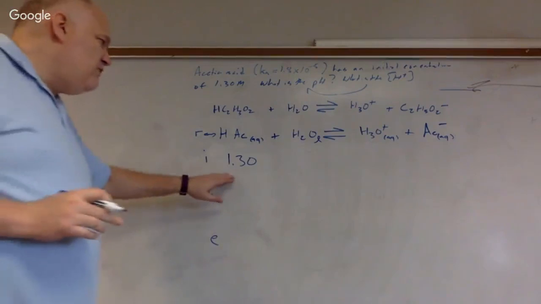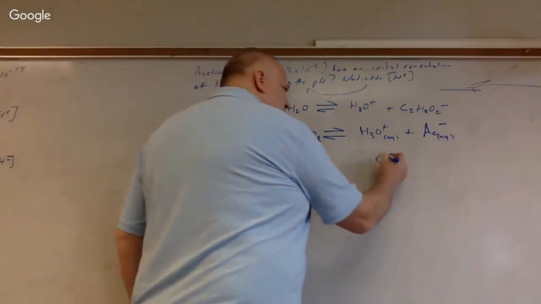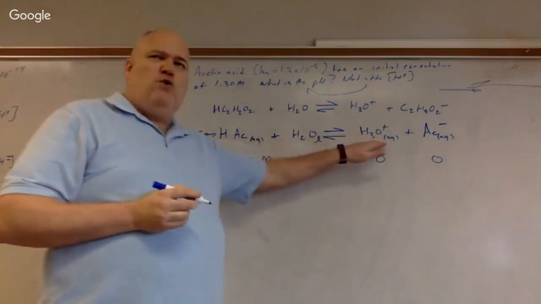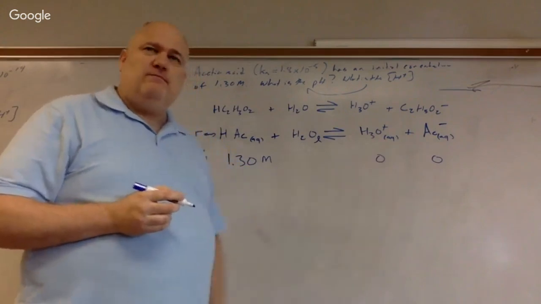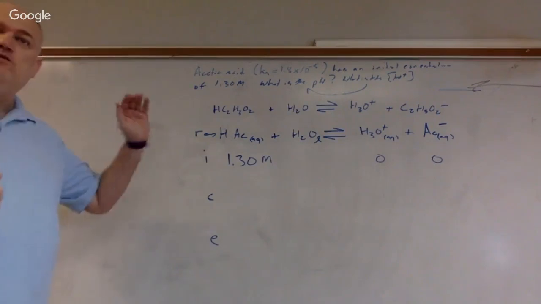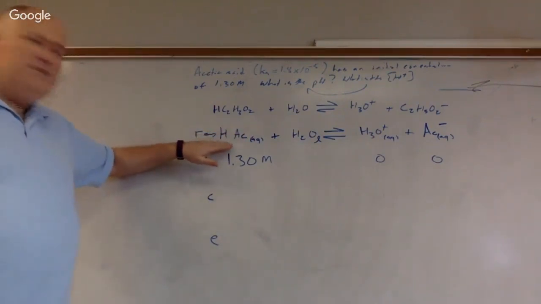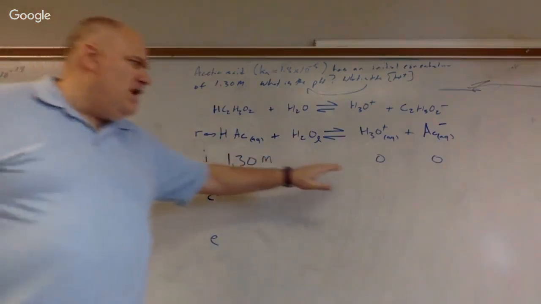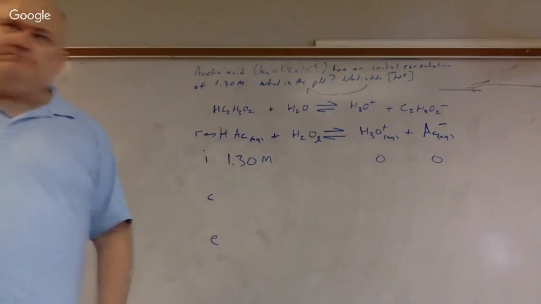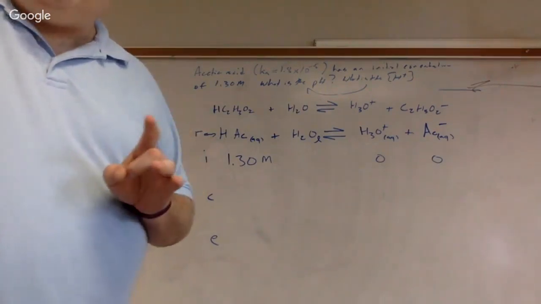But if I start off with 1.30 molar of this, I have none of my H plus and my Ac minus. And notice how I shifted between calling this hydronium and H plus. It's the same thing. Anyone have trouble understanding that? Initially, before we throw it into water, we have only the acetic acid and we have none of our H plus or our Ac minus. That makes sense. Now, here's the difference between weak acid problems and strong acid problems.